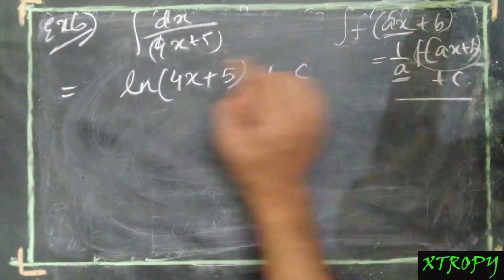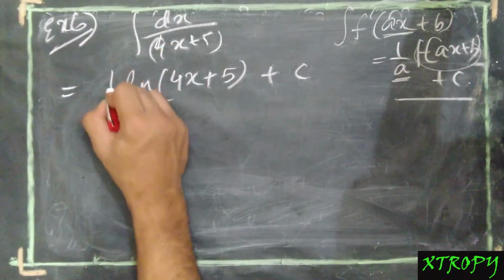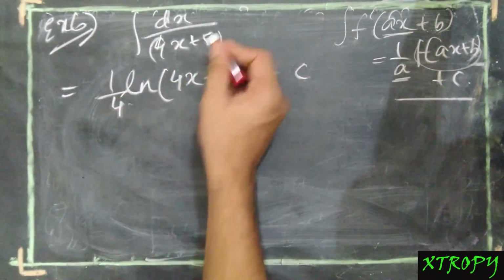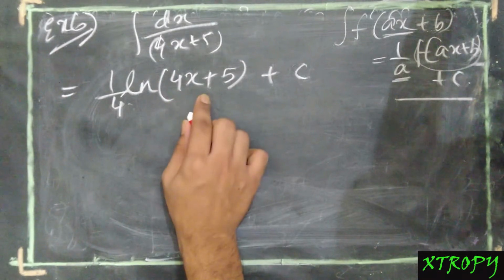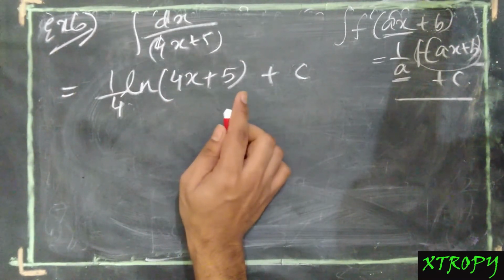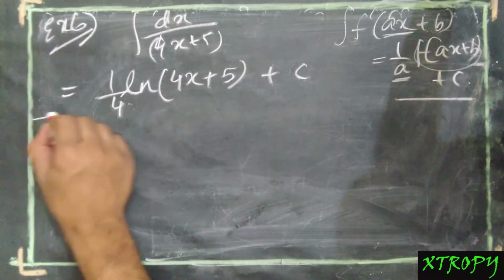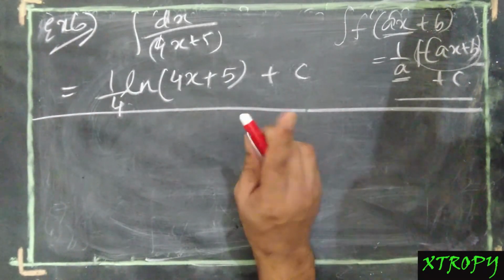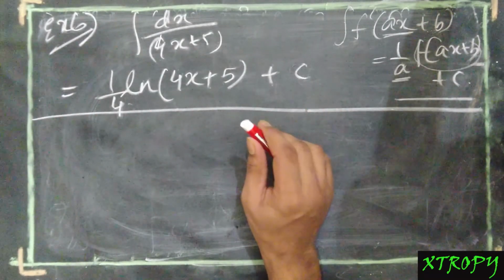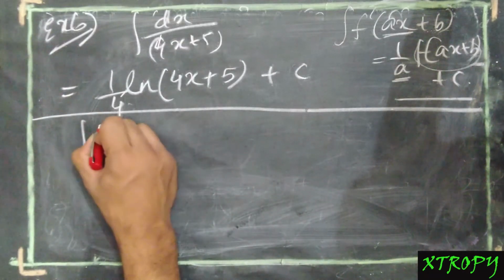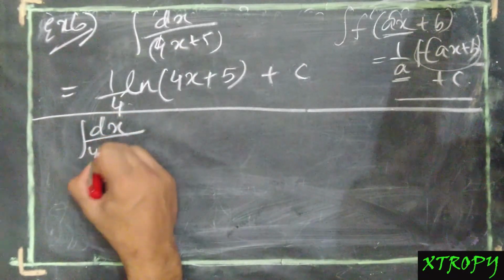What is the coefficient of x over here? It is actually 4, so we divide by 4. So the answer is 1 by 4 ln of (4x + 5). Do you want to see another approach of solving this sum? This is actually the process of substitution. It just sounds tough, it isn't so tough. Let me show you.